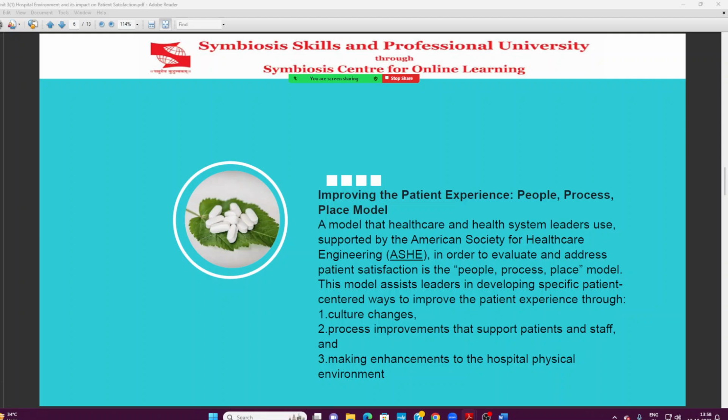Process improvement that supports patient and staff. So process is how quickly you admit the patient and how quickly you are able to discharge. That is process, right from admission to discharge. And making enhancements to the hospital's physical environment, which is also called physical evidence in marketing. It is how the hospital management is able to enhance the experience and the ambience of the entire hospital, so that it gives a comfortable and cozy feel to the patient as well as to the relatives.